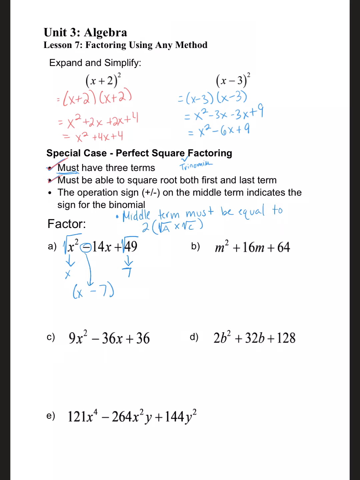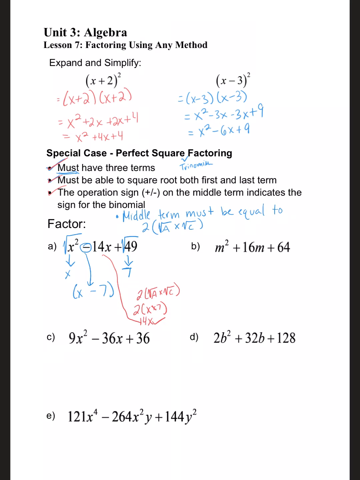From there we need to do one more little check. Does that middle term equal 2 times the square roots of our a and our c? So remember, we're going to check that 2 times a times c is true. So the square root of a was x, and the square root of c was 7. So if we multiply all those together, we're going to have 14x. Okay, so you can see that checks, it equals that middle term. So we have to make sure that's always true.